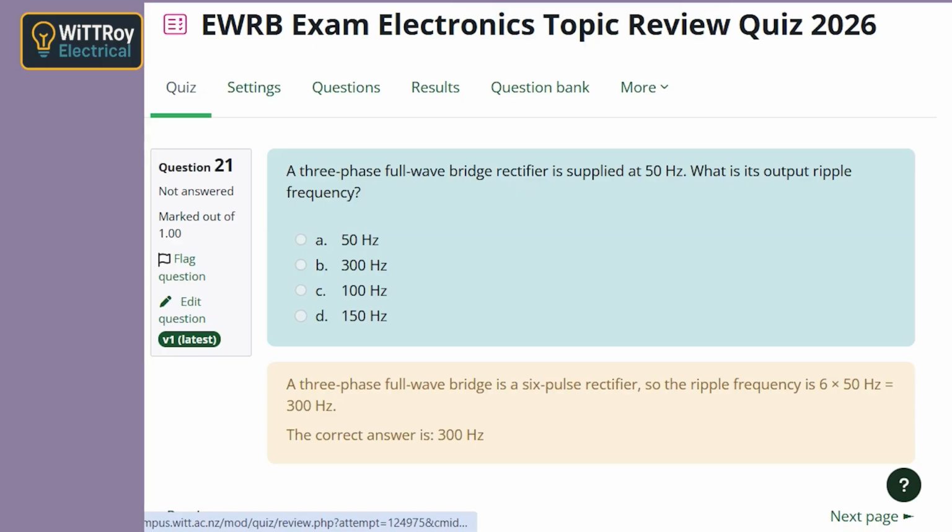Right, then the correct choice is 300 Hz. Yes, keep that reasoning with the answer. A three-phase full-wave bridge is a 6-pulse rectifier, so the ripple frequency is 6 times 50 Hz equals 300 Hz. 6 pulses per cycle at 50 Hz gives a ripple frequency of 300 Hz.